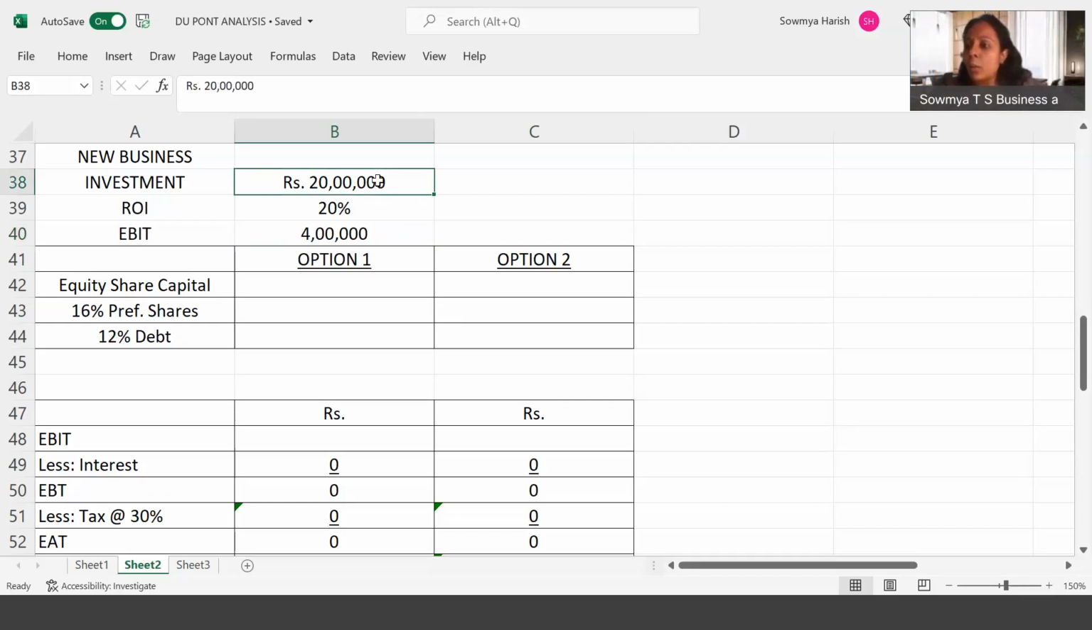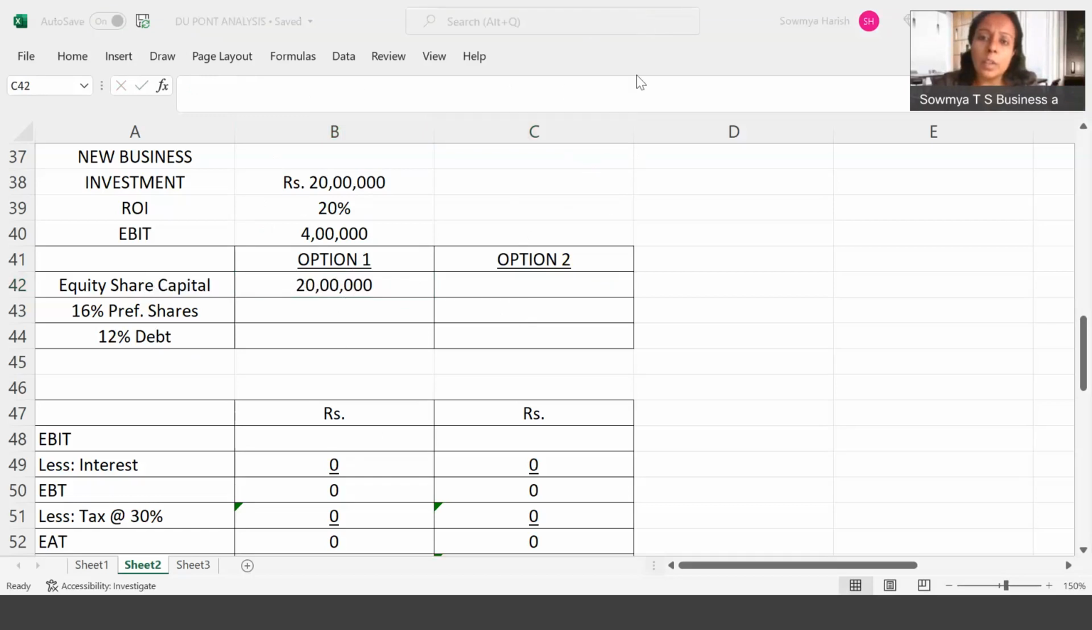There are a lot of sources which you can tap for getting the investments. So let's take two options, option 1 and option 2. In option 1, you would decide to raise this 20 lakhs out of equity. So the entire 20 lakhs will be your equity capital in case of the first option. In case of the second option, you would want to raise this 20 lakhs by issuing equity shares, preference shares, and also debt. So that we will see, it depends on how much you want to raise.